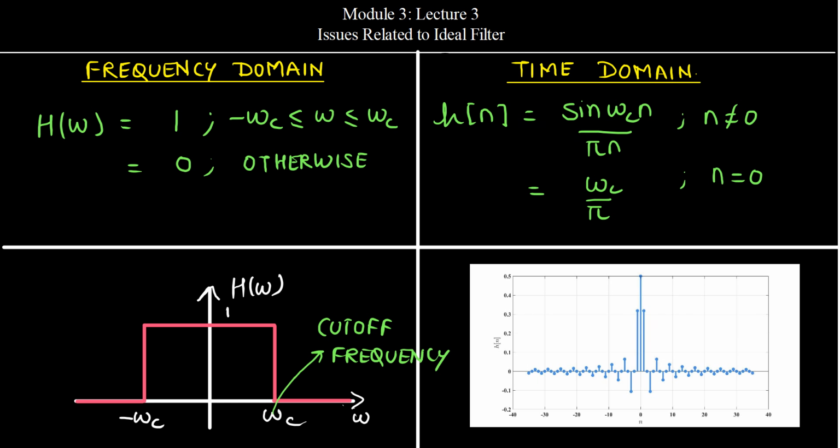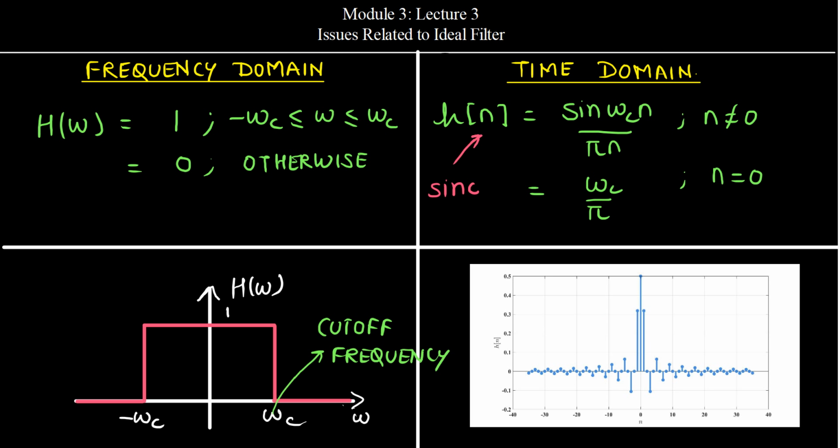And the time domain equivalent of this low-pass filter was obtained as h of n is equal to sine of omega c n upon pi n for n not equal to 0, whereas it was obtained as omega c by pi for n equal to 0, and we have said that this is nothing but a sinc function. If we visualize it graphically, it looks something like this, as shown in this figure. So this is the typical sinc function representation in the time domain.